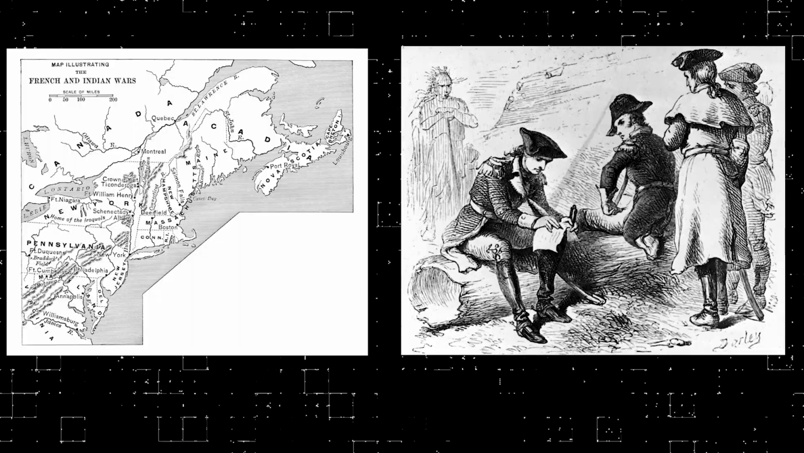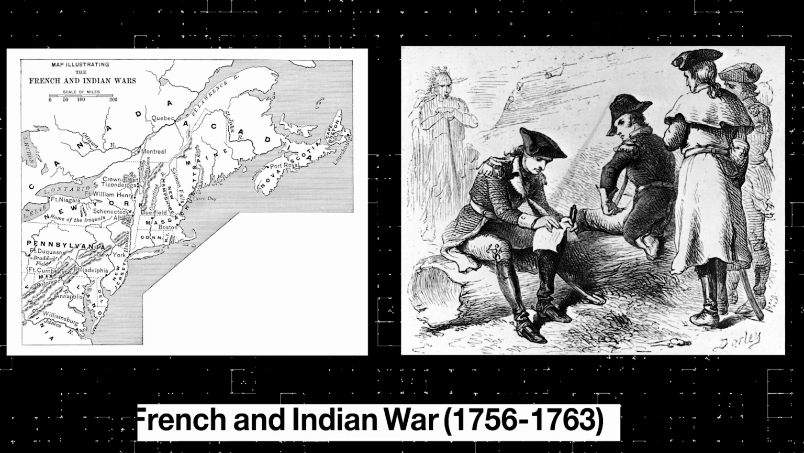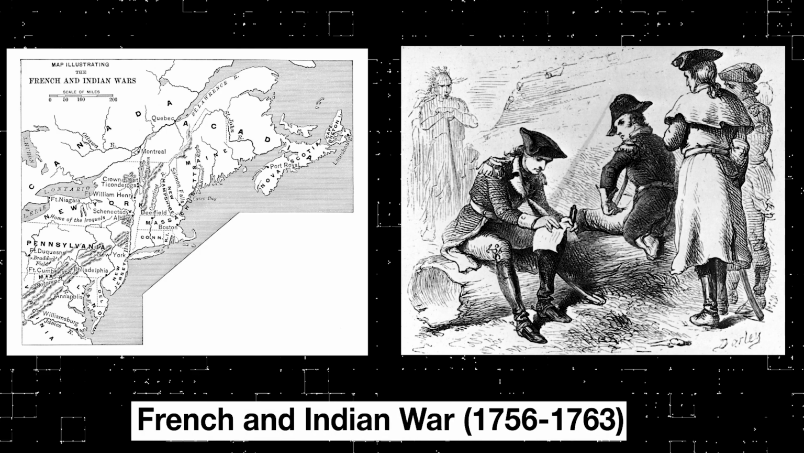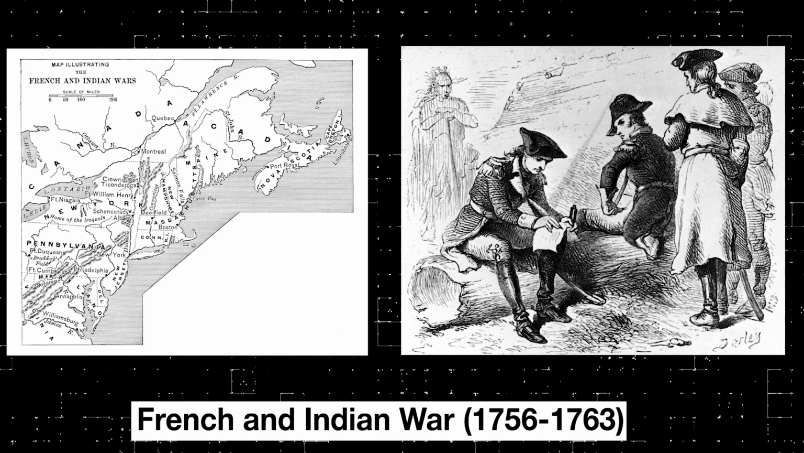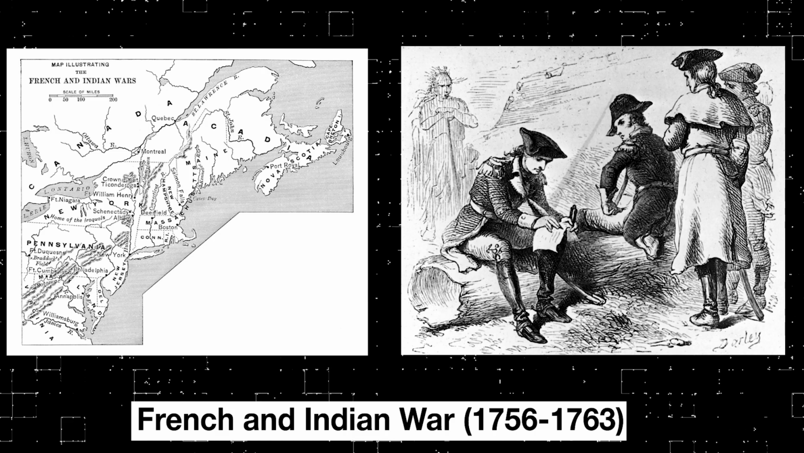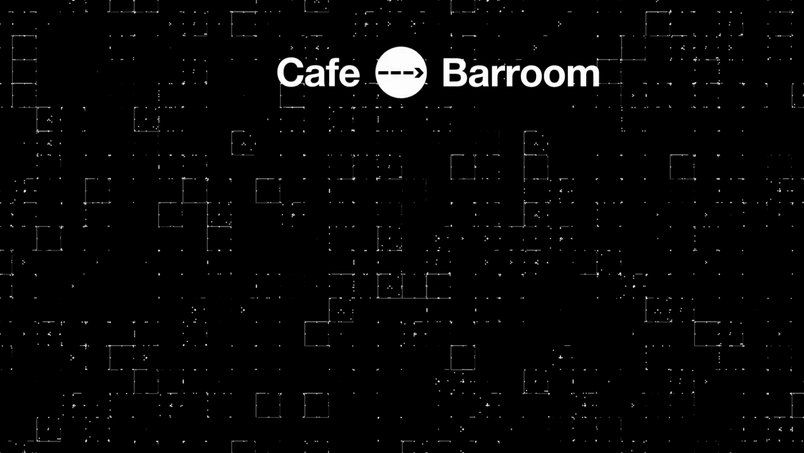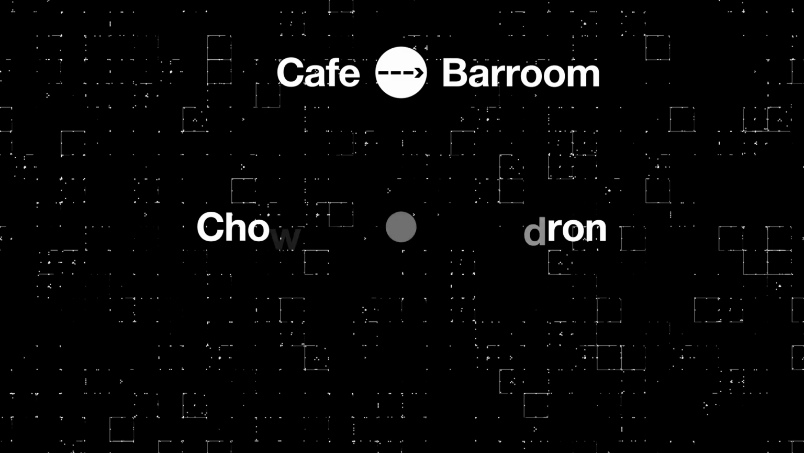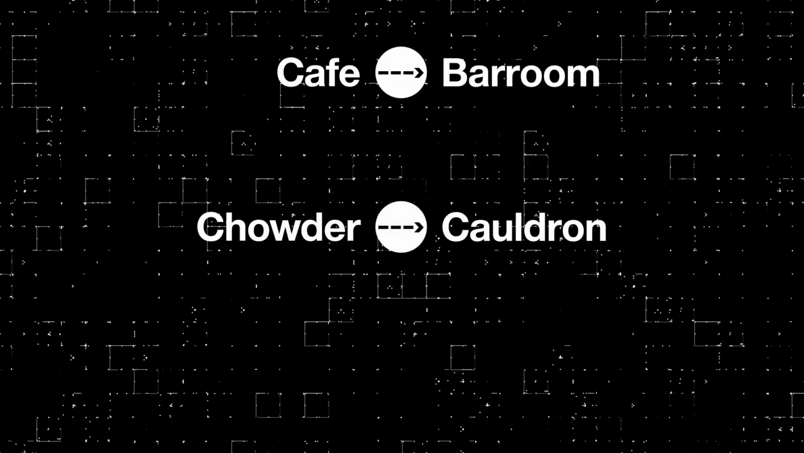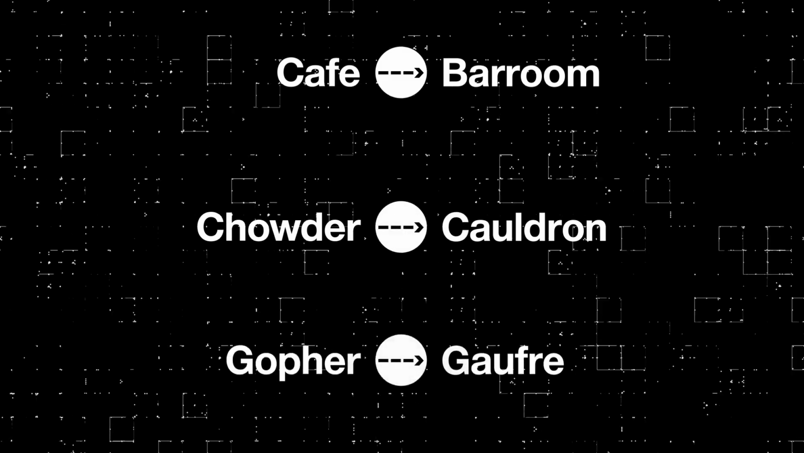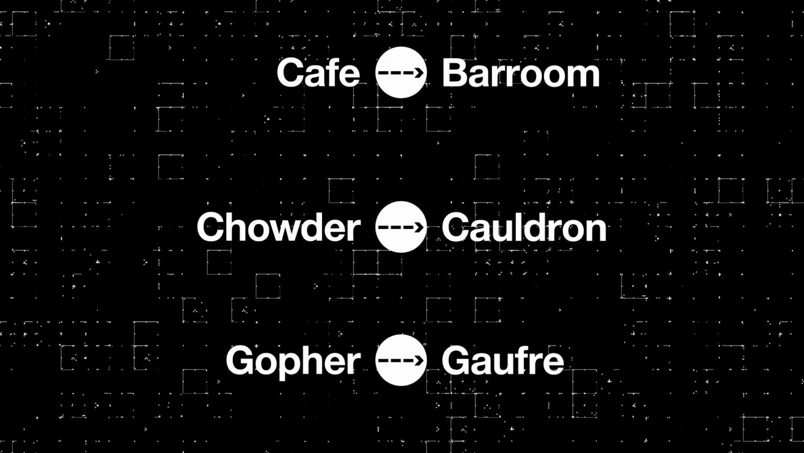Although the French diminished their presence in the Ohio River Valley, post their loss in the French and Indian War, 1756 to 1763, their linguistic legacy persists in words like café, interpreted as barroom, chowder, derived from chaudière, meaning cauldron, and gopher, originating from the French term gouffre for honeycomb.